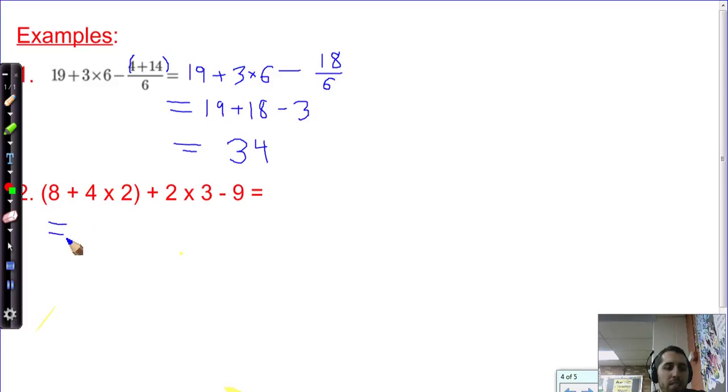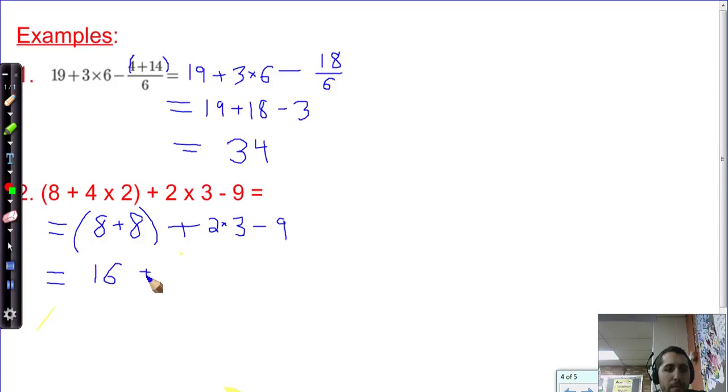So the first thing we can do is say, this will be now 8 plus the multiplication, 8 plus 4 times 2 is 8, plus, now we'll wait for that. You might be able to see what I was about to do. 2 times 3 minus 9. Now again, the grouping symbols tells us to add 8 and 8, and we get 16.